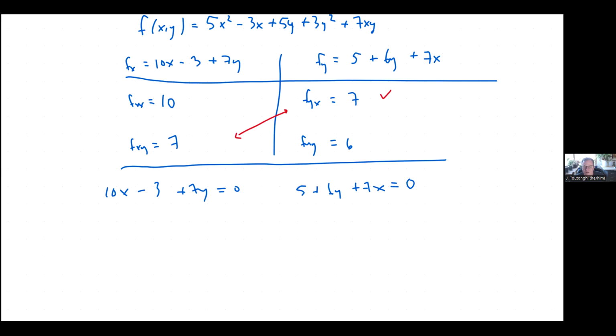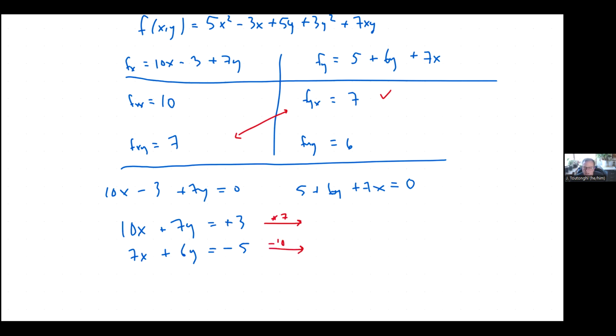I'm going to solve this system using elimination. So I'm going to rewrite it, leaving the x's and y's in standard position, 10x plus 7y, and moving the constants to the other side. 10x plus 7y equals 3, and this one will be 7x plus 6y equals negative 5. I'm going to solve for the x's first. So I'm going to multiply the top equation by 7 and the bottom equation by negative 10 so that I can make these coefficients of x opposite.